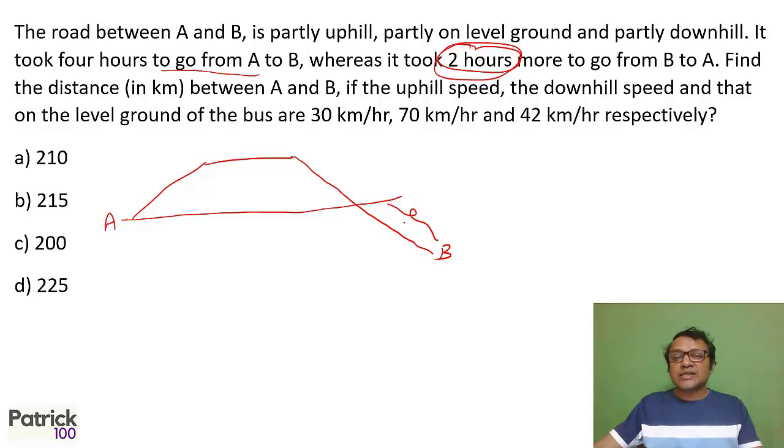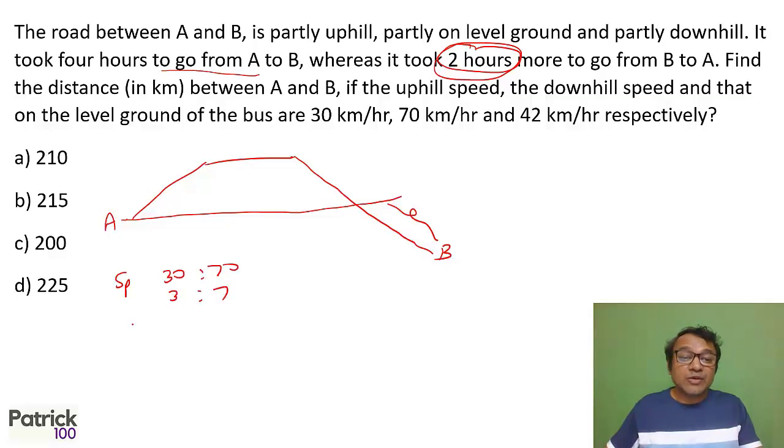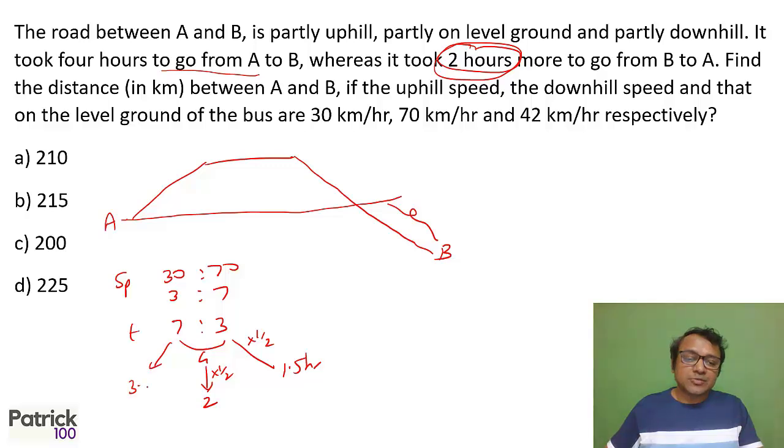So first let's calculate this extra distance. Now we go with ratio. The ratio of the speed uphill and downhill is 30:70, or 3:7. So the ratio of time taken will be 7:3 in this extra distance. Now the difference is 4, but we want a difference of 2 hours, so you have to multiply by half. This will take 1.5 hours and this will take 3.5 hours. So you can make out the difference is 2 hours.